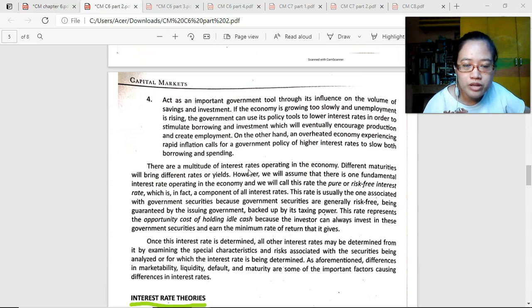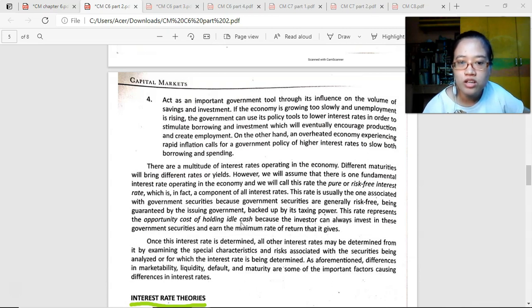So, there are multiple interest rates operating in the economy. Different maturities will bring different rates or yield. So, that's one consideration. Depending on whether it is short-term or long-term, the security or the financial instrument can have a different interest rate. However, we will assume that there is one fundamental interest rate operating in the economy, and we call this rate the pure or risk-free interest rate, which is in fact a component of all interest rates. Normally it is based on government-issued securities. This rate is usually the one associated with government securities because government securities are generally risk-free, being guaranteed by the issuing government, backed up by its taxing power.